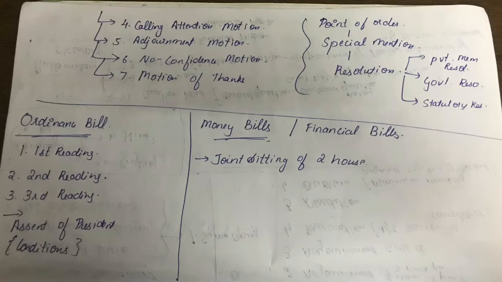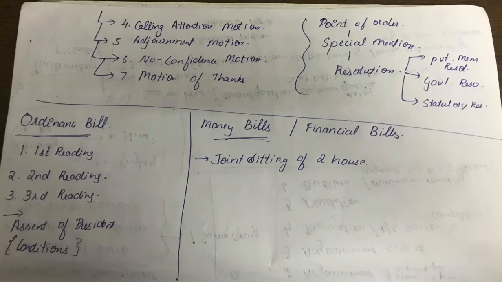Normal glancing before, it's just a skeleton plan. Point of order is asking questions. Special mention, resolution. So resolutions are basically passed in government resolutions. We have statutory resolution and private member resolution. So these three resolutions are like an objectivity before proceeding or making any kind of law.